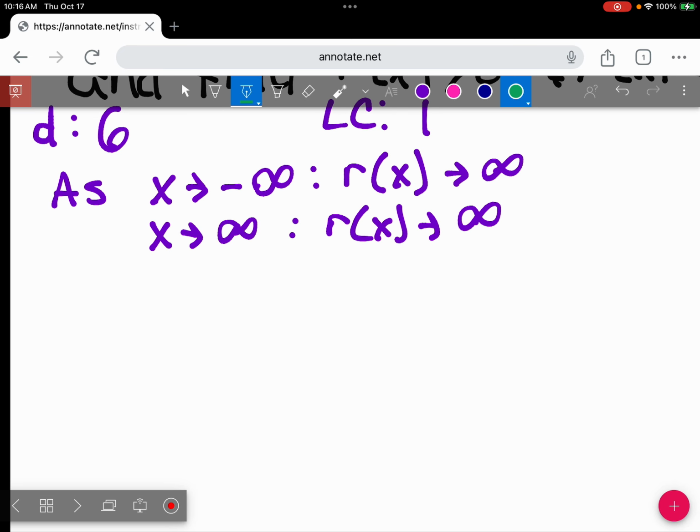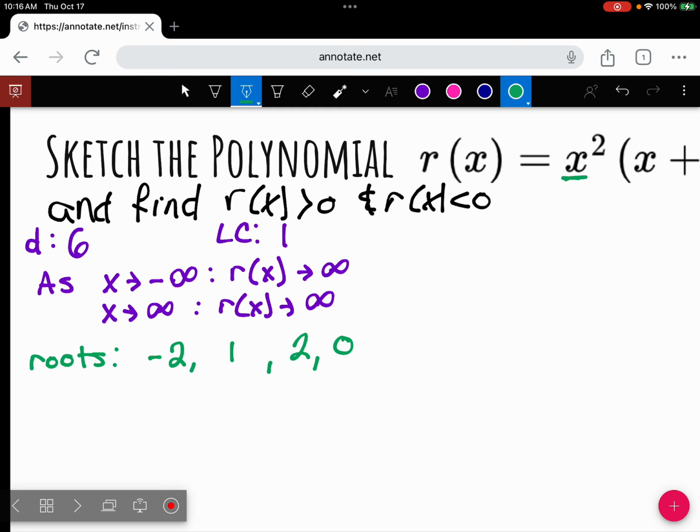Where are we going to have roots? So negative 2, positive 1, positive 2, and 0. Don't forget about these guys. Got that x squared out front.